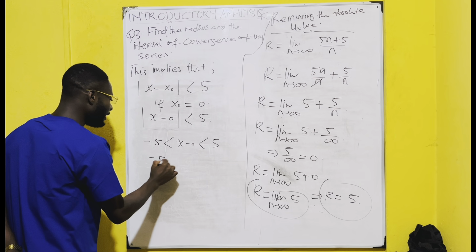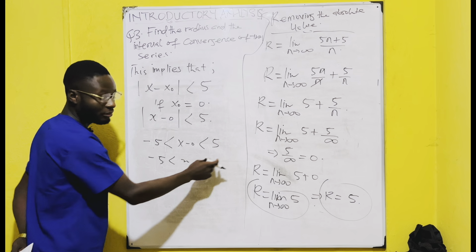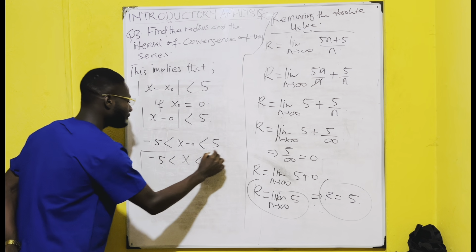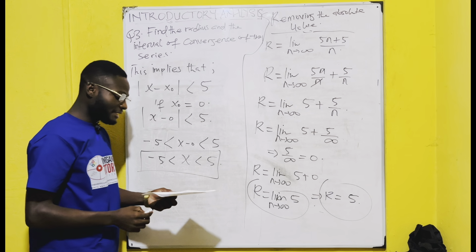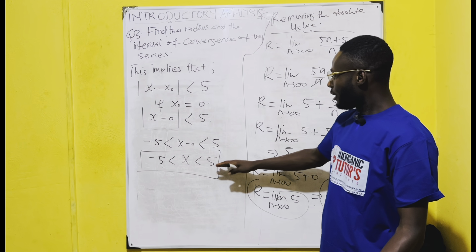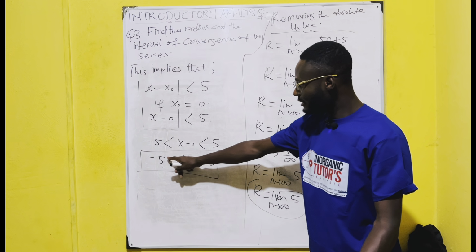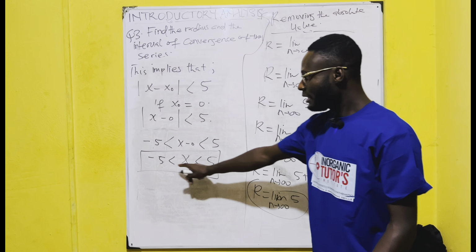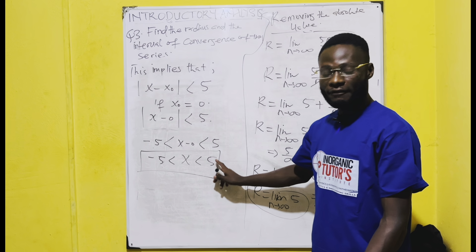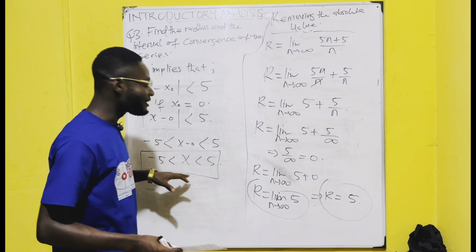So we have negative 5 less than x, because if you add 0 here, you're going to have the same thing. So this implies that our radius of convergence is 5, and this is what we have. So the interval is minus 5 less than x less than 5. But we are not sure that this is exactly the interval.